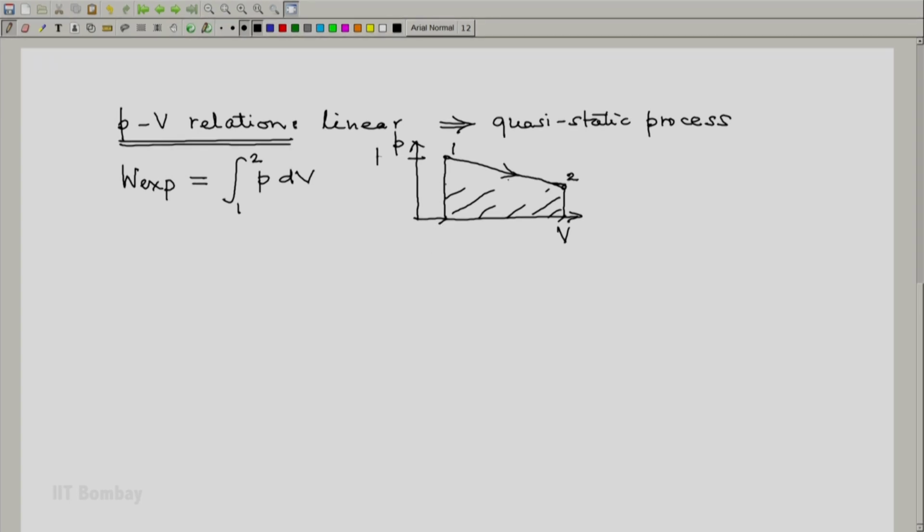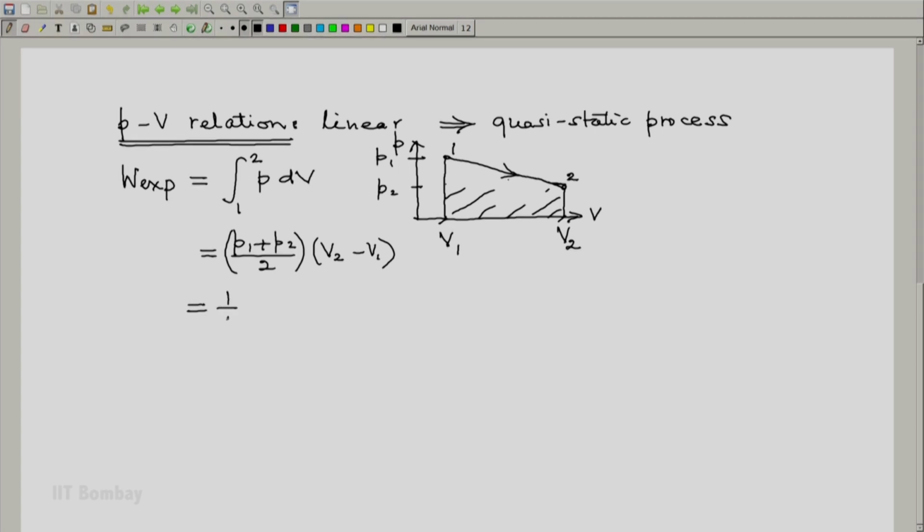The average height will be P1 plus P2 by 2, and the width of the base will be V2 minus V1, and hence we can write this as P1 plus P2 by 2 into V2 minus V1. In this particular case, because the geometry is that of a trapezoid, we do not have to go through the mathematical process of integration. And now what we do is just substitute numbers.